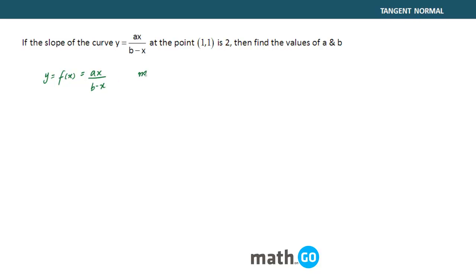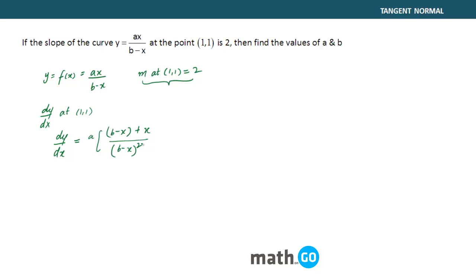And also m at (1, 1) is given to be equal to 2, so this is also given, right? That means slope is given. So the first target is to find dy/dx at (1, 1). So what will be the dy/dx? For dy/dx we will have to use the quotient rule over here. Let's say we take a common outside, so this becomes (b minus x) for the first derivative, minus, yes, what we will do then, minus plus x divided by (b minus x) whole square.